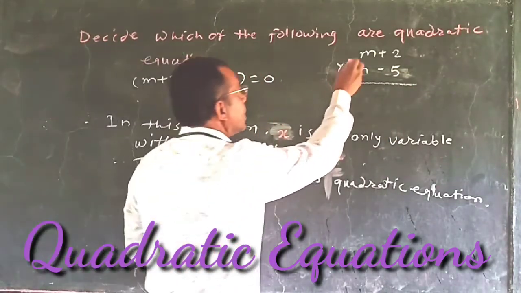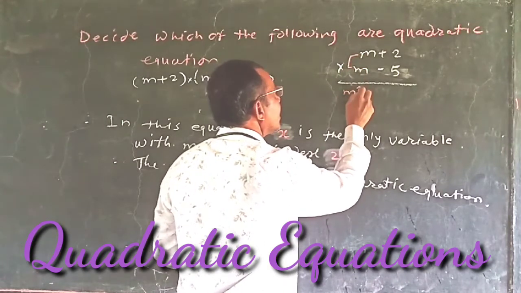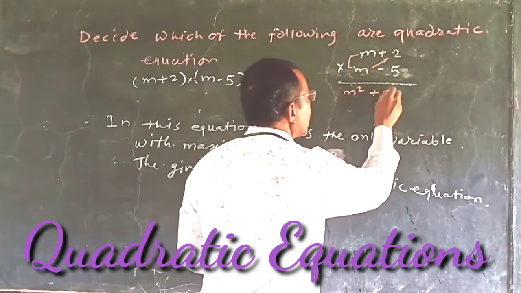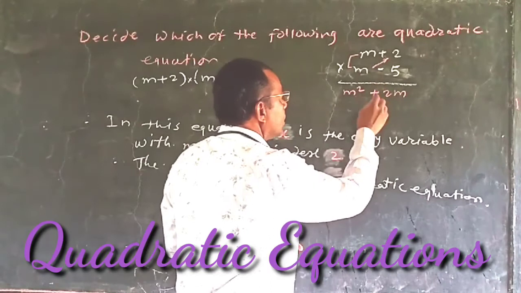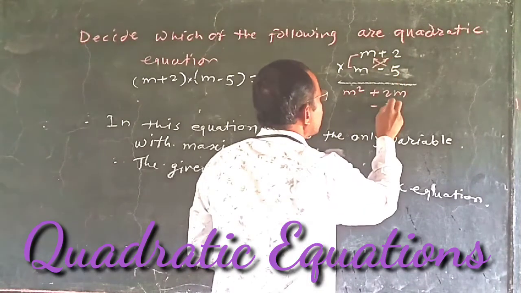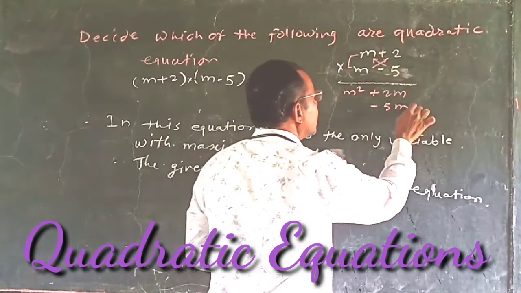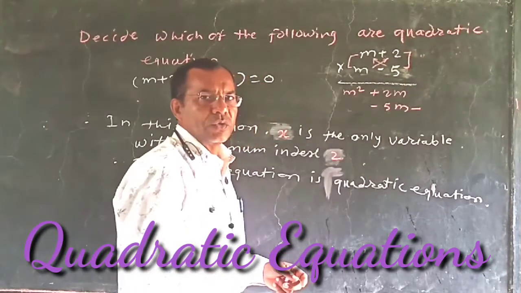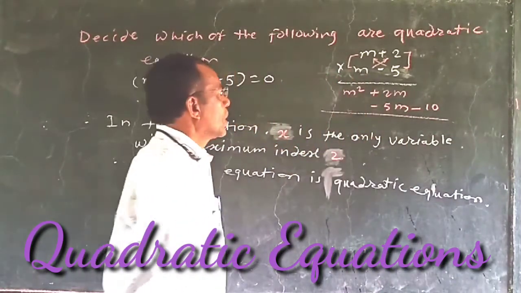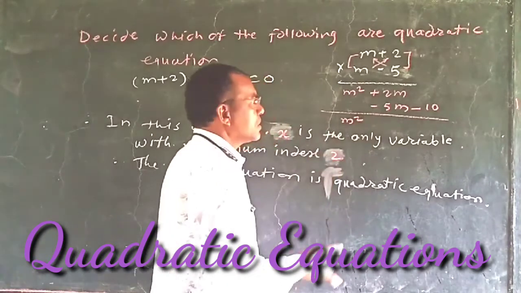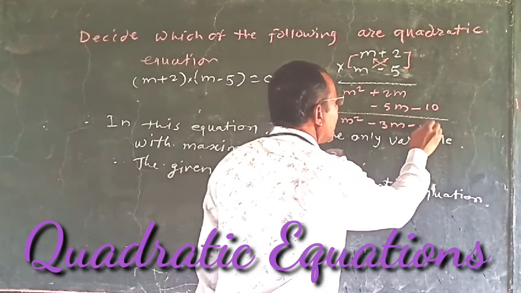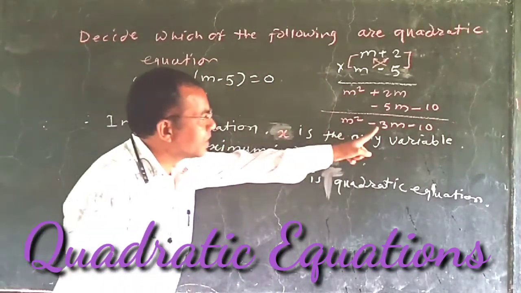You have to multiply this m into m, that is m square. Here is a sign plus. Now you have to multiply in this way. 2 into m, that is 2m. Okay. Now sign here minus 5, and you have to multiply in this way. That is minus 5m, and plus into minus becomes here minus, and you have to multiply this here: 2 into 5, that is a 10 here. Now you have to take the sum here. Here m square remains as it is, plus 2m minus 5m, that is minus 3m, and here minus 10. This equation becomes this.